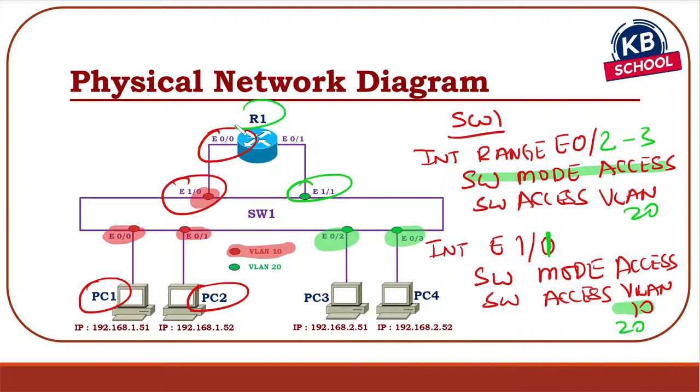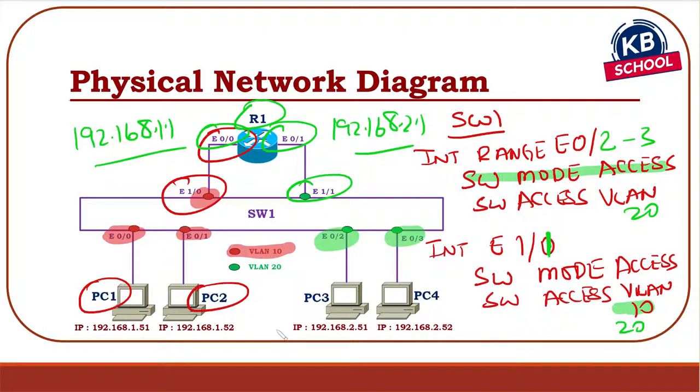Now what do I do on the router? I configure this interface and the appropriate subnets, 192.168.1.1, and this would be 192.168.2.1. And I have inter-VLAN routing between the two different IP subnets.